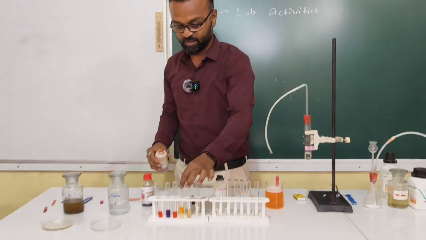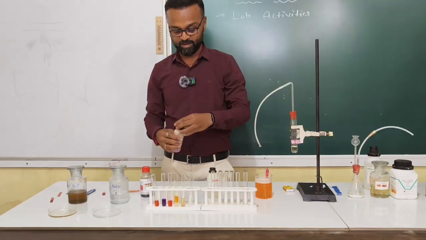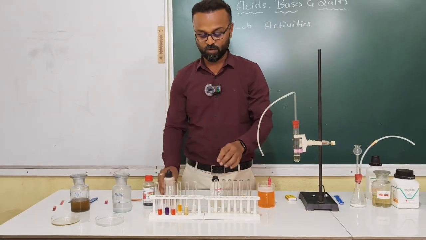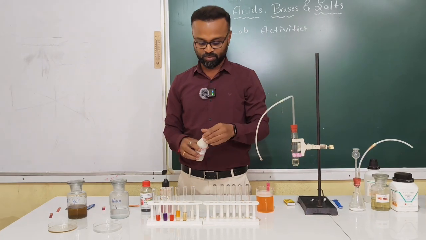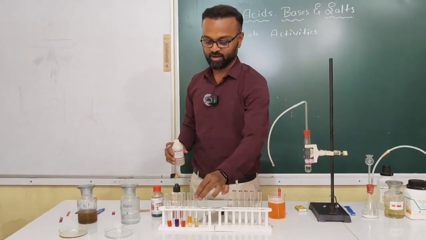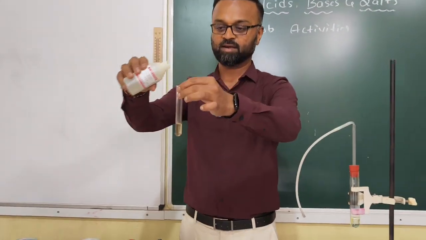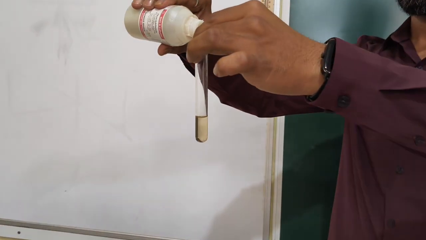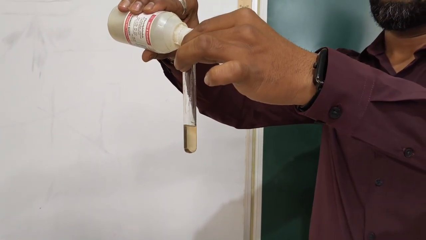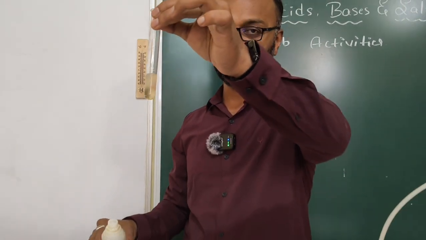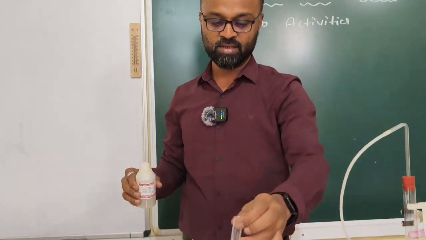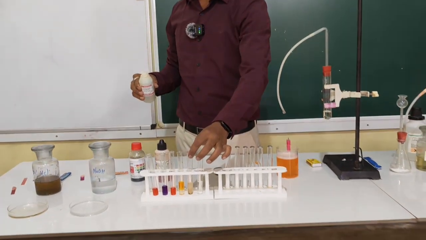Hope this is clear. So next, another synthetic indicator is phenolphthalein. Phenolphthalein, when it comes in contact with an acid, we studied that it will remain colorless. Let us put this solution into the acid. Definitely it remains colorless. You can see here clearly, it is colorless only. There is no change in the color. That means this solution is acidic in nature.